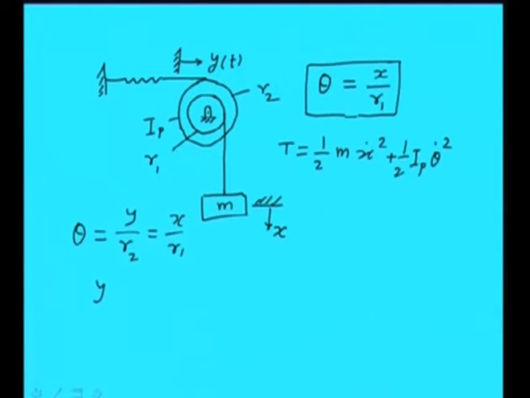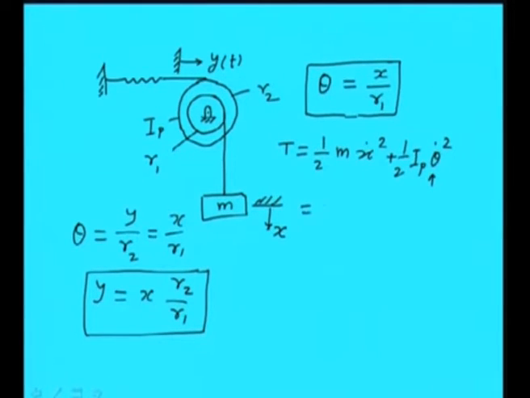So we have a relationship between the x and R1. So this is also related. So basically this whole system is a single degree of freedom system, in which we have taken, let us say, x as the variable. So here we are able to replace this quantity with x.